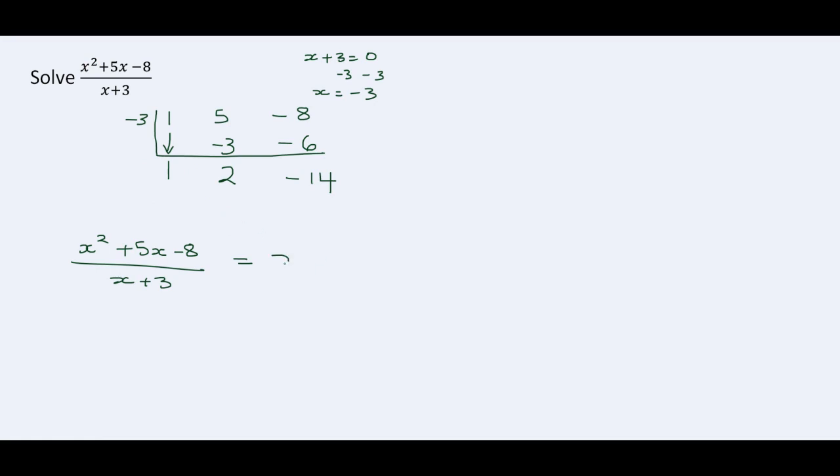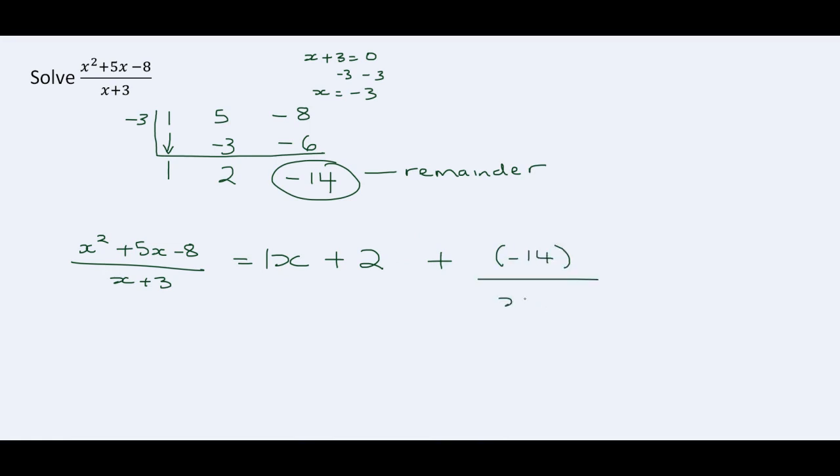So this is going to be 1x plus 2. And then the number here is actually your remainder. So 1x plus 2 plus minus 14 over x plus 3. So another way to write this is x plus 2 plus minus 14 over x plus 3. So that's the solution to that.